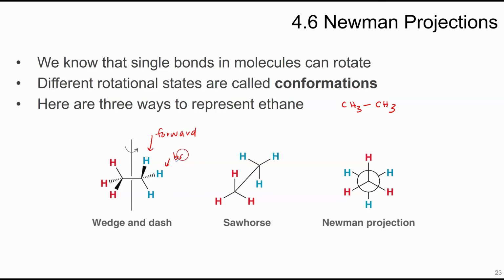Dashes mean that it's pointing back. And the flat lines are representing things that are in the plane. There's the sawhorse method, which shows you a front and a back. And then there's the Newman projection, which shows carbons that are eclipsed one in front of the other.